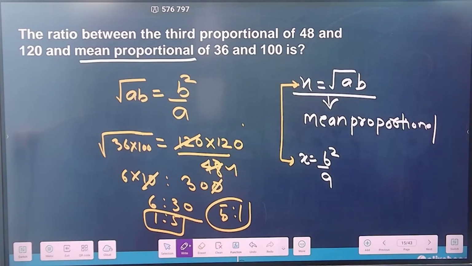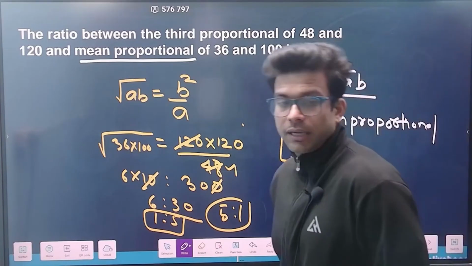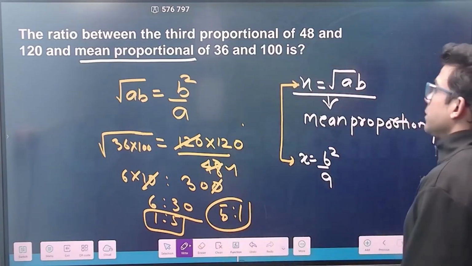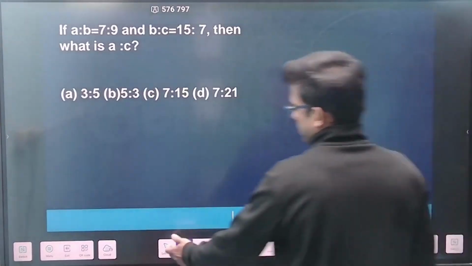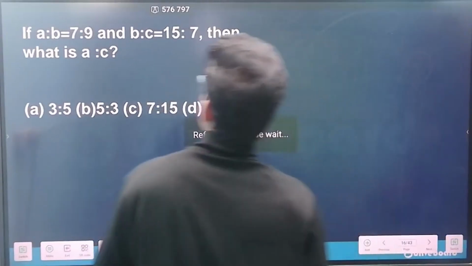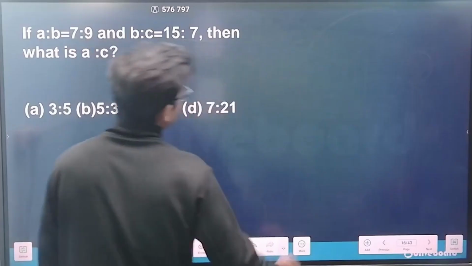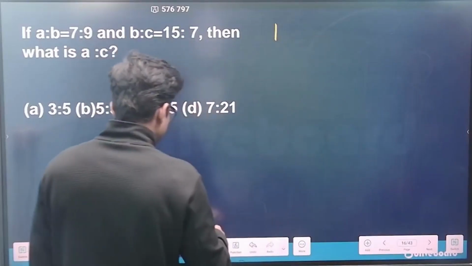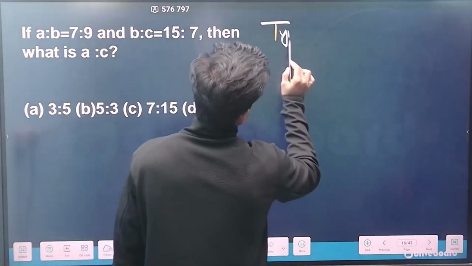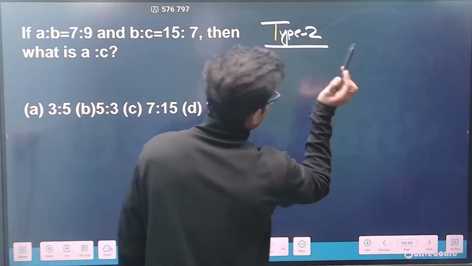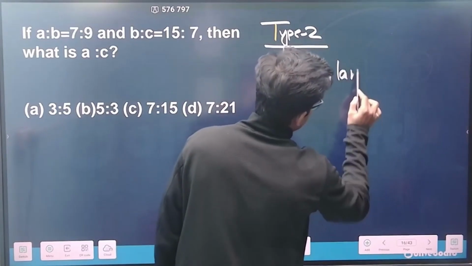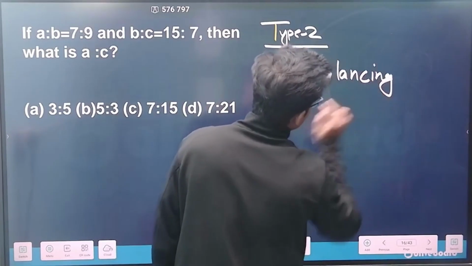So again, this is the basic class, everyone. A basic class on how to see ratios from a different perspective. We have a third question. This is called, in ratio, separately we call it a balancing method. If you want to study what this kind of question is called, this is like type 2. If you go for type 2, you will understand this is a question of the balancing type. Getting the point?